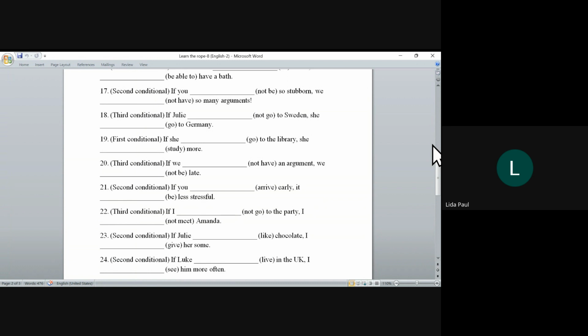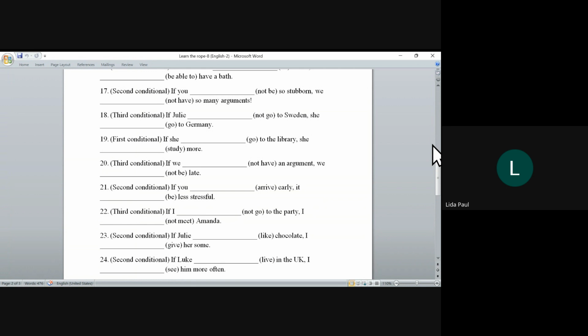Right. So third conditional statements usually take a past perfect form. So if I had not gone to the party, right? If I had not gone to the party, I would not have met Amanda. So would then have, then the V3 form of the given verb, which is met.